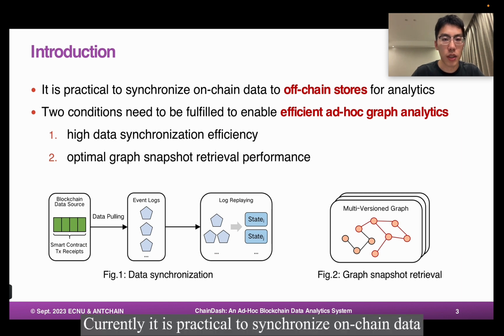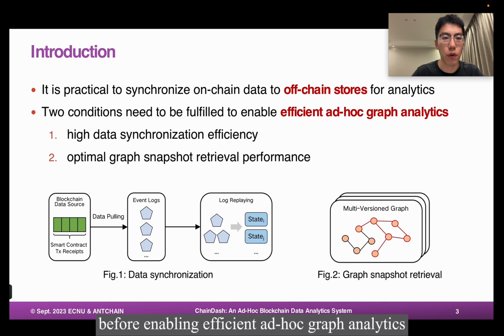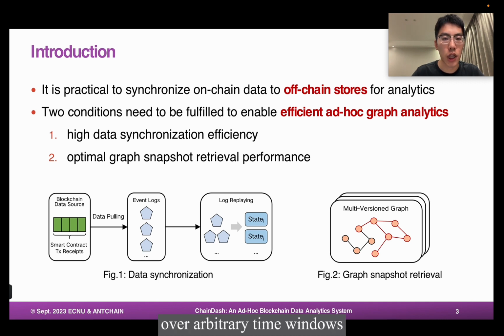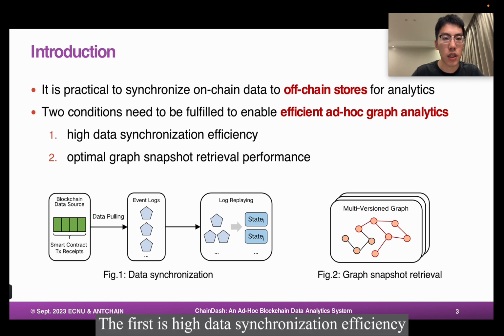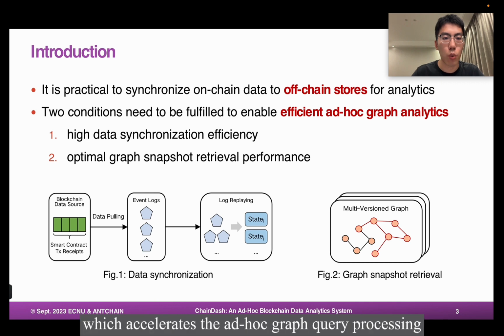Currently, it is practical to synchronize on-chain data to off-chain stores for analytics. Still, two requirements need to be fulfilled before enabling efficient ad hoc graph analytics over arbitrary time windows. The first is high data synchronization efficiency, which guarantees the freshness of real-time data. The second is optimal graph snapshot retrieval performance, which accelerates the ad hoc graph query processing.